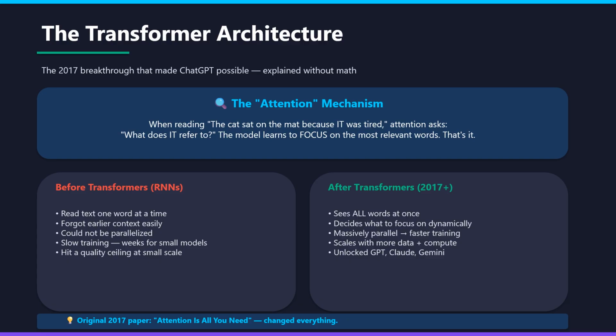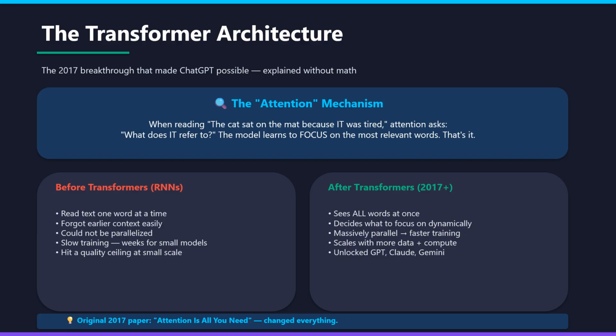Let's briefly touch on the architecture that made all of this possible. The transformer. This is the 2017 breakthrough that enabled ChatGPT, Claude, Gemini, all of them, right? The key innovation is the attention mechanism. Look at the example on the screen. The cat sat on the mat because it was tired. When the model reads this, attention asks, what does "it" refer to? The model learns to focus on the most relevant words. In this case, cat. Okay, that's the core idea.